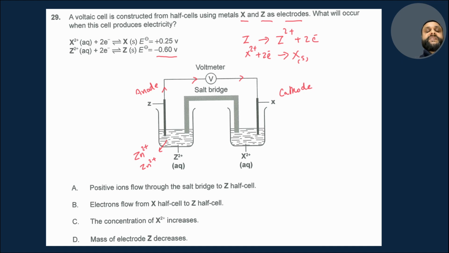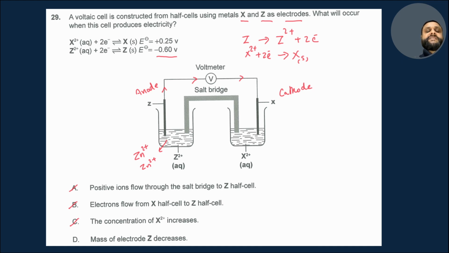So let's read through these statements. A. Positive ions flow through the salt bridge to the Z half cell. No, that is wrong. It is the negative ions that need to move through the salt bridge to maintain neutrality. B. Electrons flow from the X half cell to the Z half cell. No, because Z is acting as an anode, and electrons move from anode towards cathode, because Z is more reactive, so B is wrong. C. The concentration of X2 plus ions increases. No, the concentration of X2 plus ions decreases, so this statement is wrong.